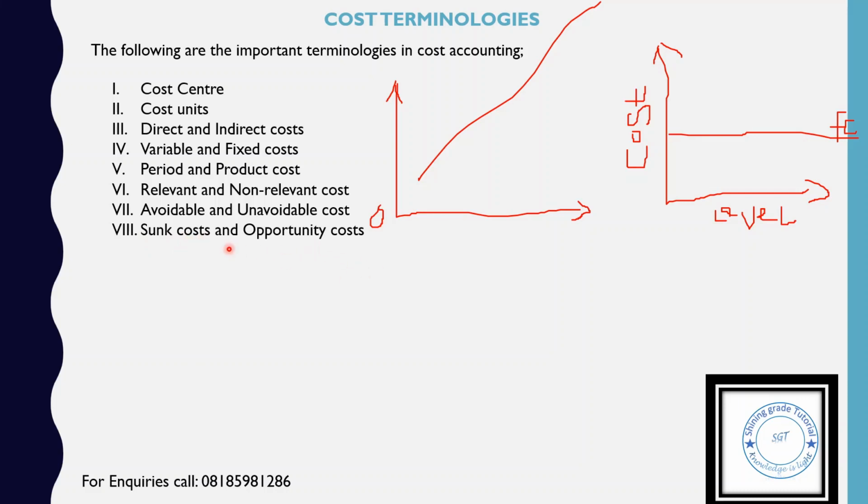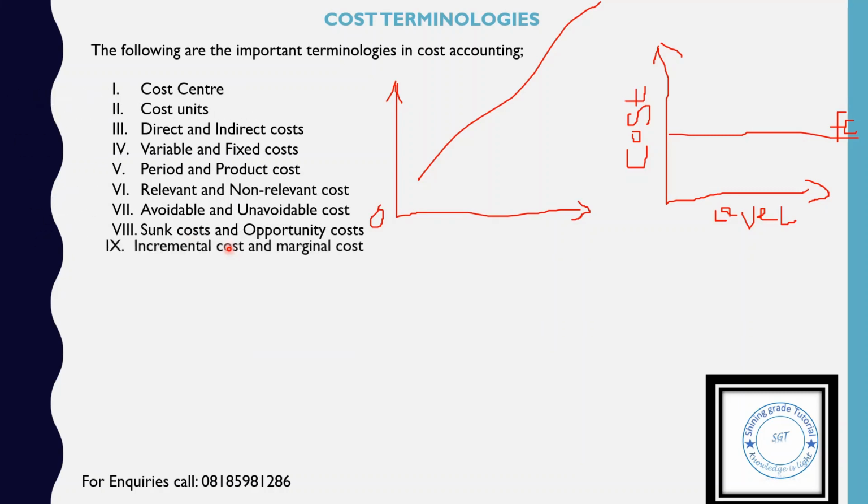While opportunity costs are costs for forgone alternatives. These are the costs that have been sacrificed or forgone in order to achieve a more present need or course of action. So in that regard, opportunity costs are actually relevant to particular decision making of the management.